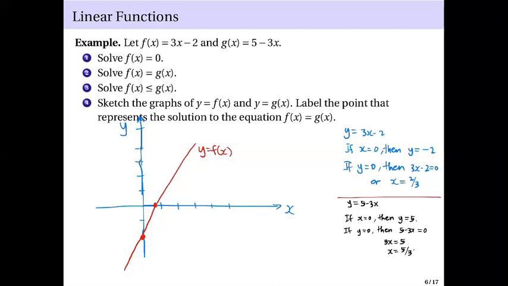So, we have this guy here. It's the 0, comma 5. And then we have 5/3, comma 0. 5/3, it's 1 and 2/3. So it's somewhere here. So if you get now the graph, it's something like this. Okay? So assume that it's a straight line. So this is the graph of your y equals g of x.